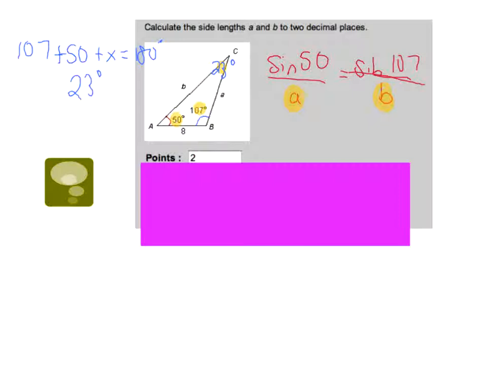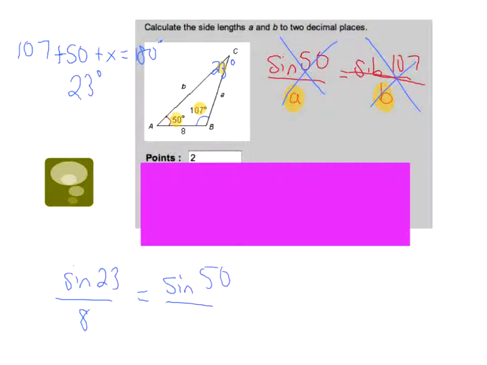You guys okay with how we found that one? Nicole, you got it perfect. So let's not use this one because I had two unknowns. So we're going to use angle C and say sine 23 is to 8 as, and I'm just going to do them one at a time. So let's do sine A first. Sine 50 is to A. Any questions how I set this one up? Are we okay with that?